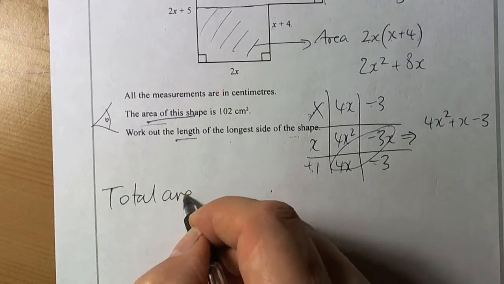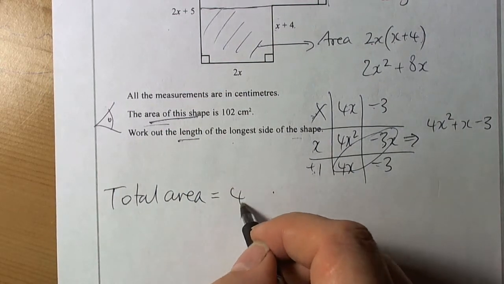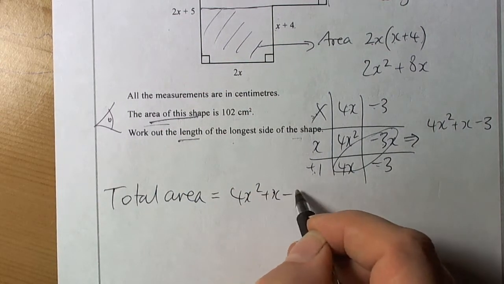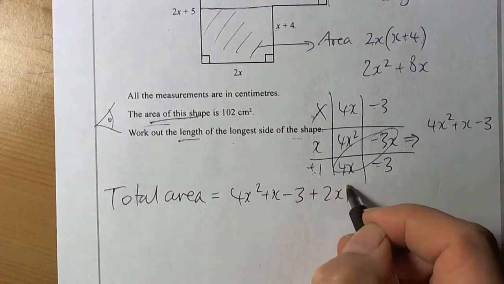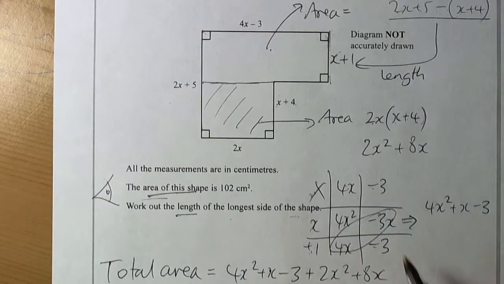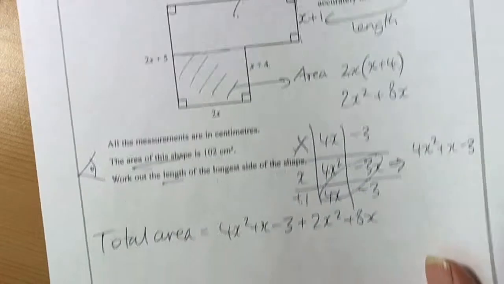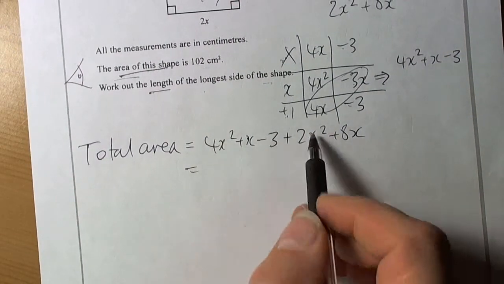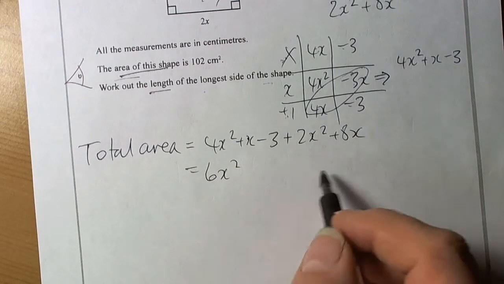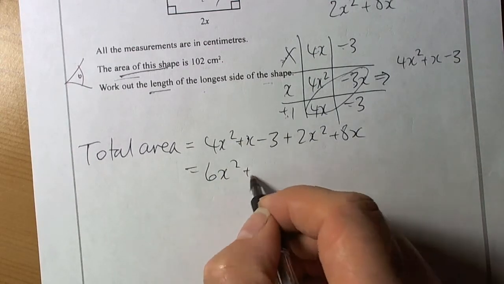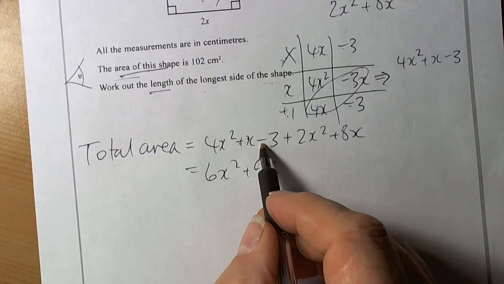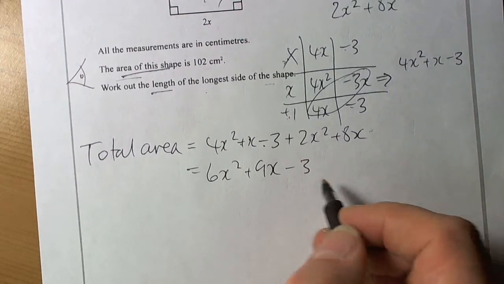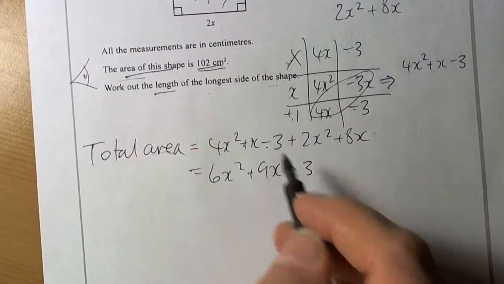We know that the total area then is going to equal 4x squared plus x take away 3 plus 2x squared plus 8x. Those were the two areas of the rectangles. We add them together, we get the total area. Well, we can simplify this down. So we've got 4x squared plus 2x squared, which is 6x squared. We've got an x plus 8x, which is plus 9x. And then we've got to take away 3, nothing else happening to it, so take away 3. And it told us that the total area was 102.